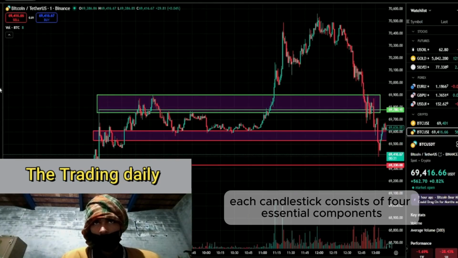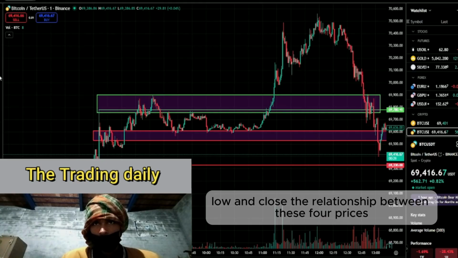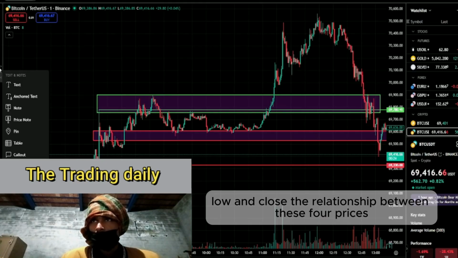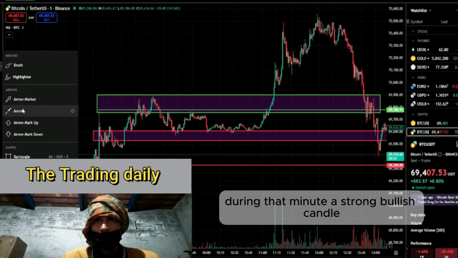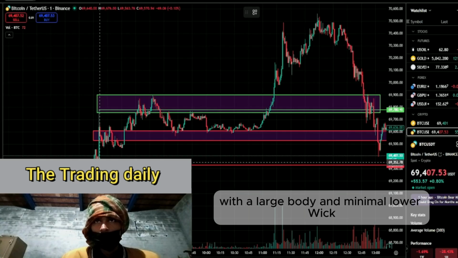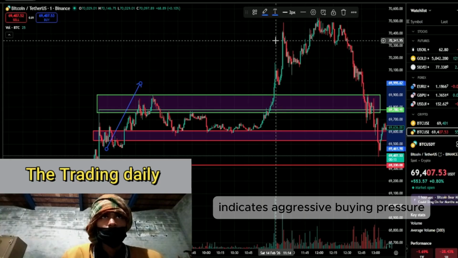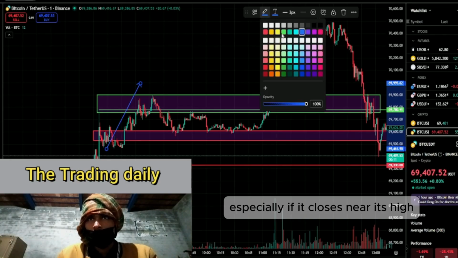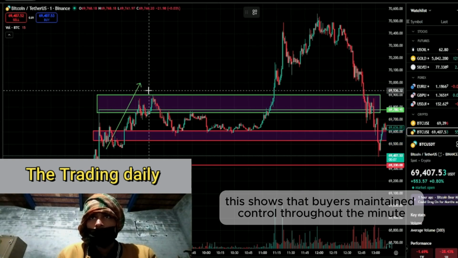Each candlestick consists of 4 essential components: open, high, low, and close. The relationship between these 4 prices tells us who controlled the market during that minute. A strong bullish candle with a large body and minimal lower wick indicates aggressive buying pressure, especially if it closes near its high. This shows that buyers maintained control throughout the minute.